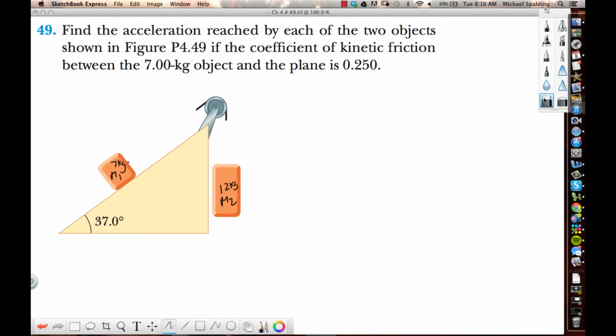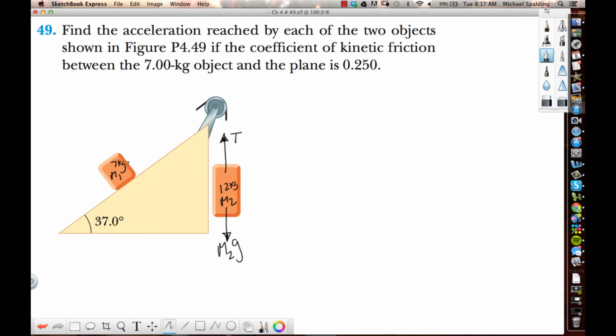Okay, so let's start with M2, the hanging guy. What are the forces on M2? How many are there? 2. We have m2g down, but you got to say m2g, right? Don't just say mg, because you have two masses. You got m1 and m2. And then the other force on m2 is tension. There's no normal force on this guy because he's not on a surface. Okay, so there's just those two forces.